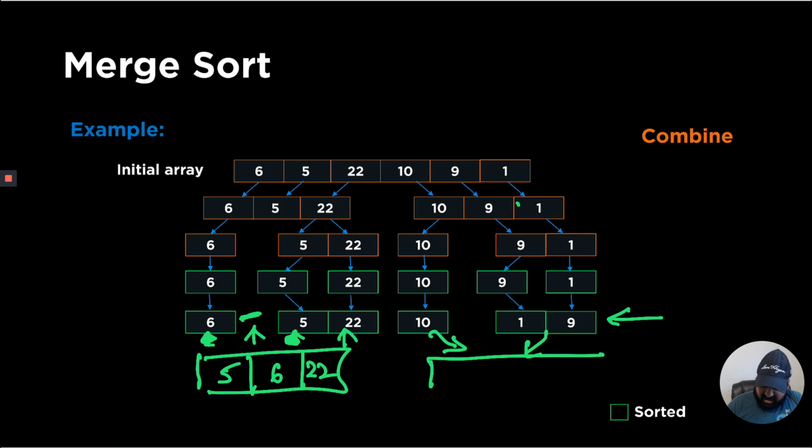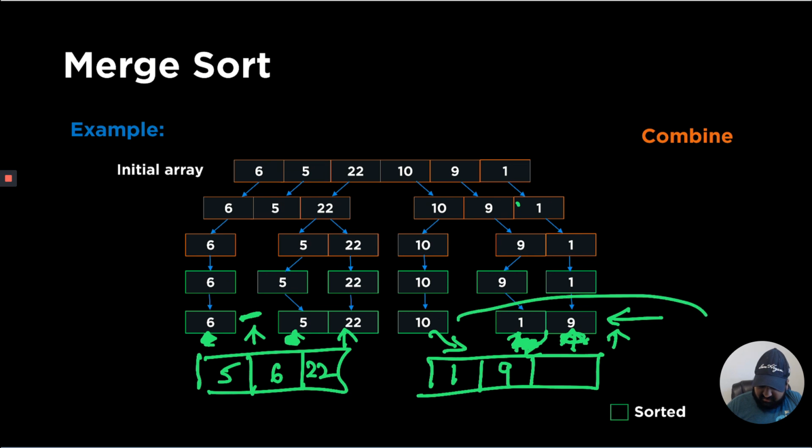Similarly, we'll merge these numbers into a list on the right-hand side of our recursion. In this case, 1 is the smallest one, so first we are going to add 1 to the array. Next, we move this pointer to here. 9 and 10 will be compared. 9 was smaller, so we insert 9. And then, since we have already reached the end of the list, we can just insert this 10 at the end of the list.